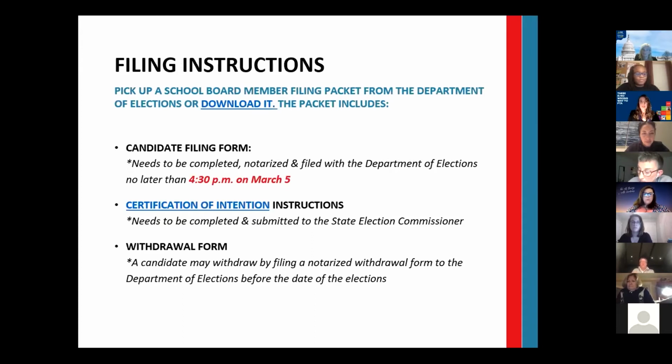In order to file, you do have to pick up a school board member filing packet. I am going to put the link to that in the chat box. The packet includes a candidate filing form, and this packet is everything you're going to need. It has all these forms we're talking about now. It also has a certification of intent, meaning that you are submitting your name in order to run. And it also has a withdrawal form in there, and it has to be notarized.